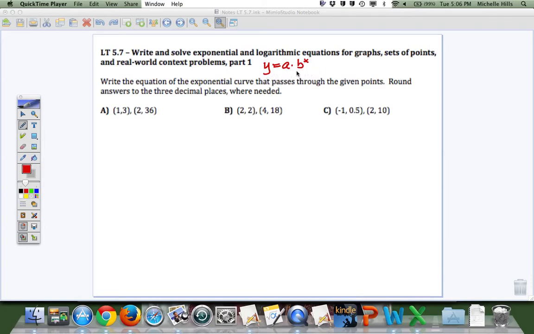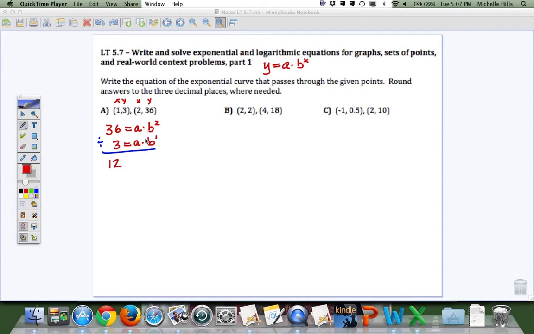So if this is my general form, and inside each ordered pair I have an x and a y, I can write two different equations that fit this form. So 36 is y equals a, which I don't know, times b, which I don't know, to the second power. Likewise, 3, which is y, equals a times b to the first power. Because I can write these two different equations, I can now actually divide both sides. So 36 divided by 3 is 12.